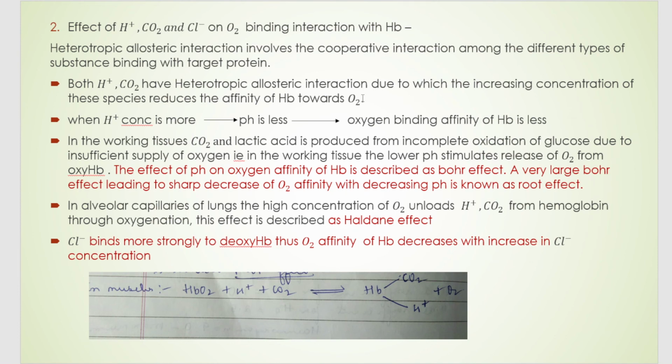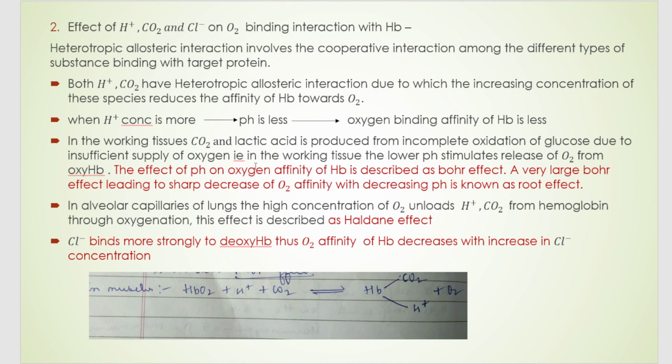Why is that? Because this time the concentration of H plus is very high. Whichever molecule's concentration is high, that molecule will bind to the hemoglobin. There in the lungs there was high concentration of oxygen, whereas now in the tissues, there is a high concentration of H plus ion. So the oxygen binding affinity of the hemoglobin is less this time. Let us see how this actually happens.